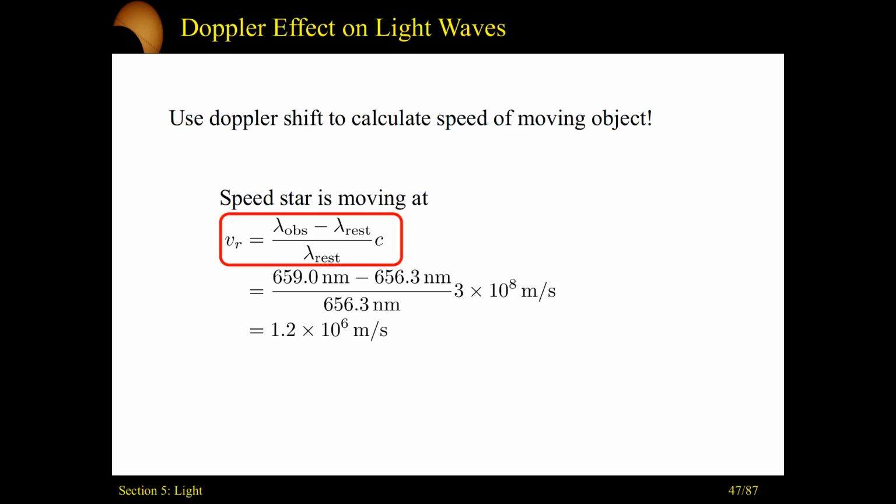So let's take, for example, let's say we have an object. We measured that its observed wavelength was 659 nanometers. Now, there are other arguments, other tests you can do to figure out, well, what the rest wavelength would be. And for this example, we said 656.3 nanometers. Now, divide by the rest wavelength, multiply by c, and you'll find that this object is moving at 1.2 × 10^6 meters per second.